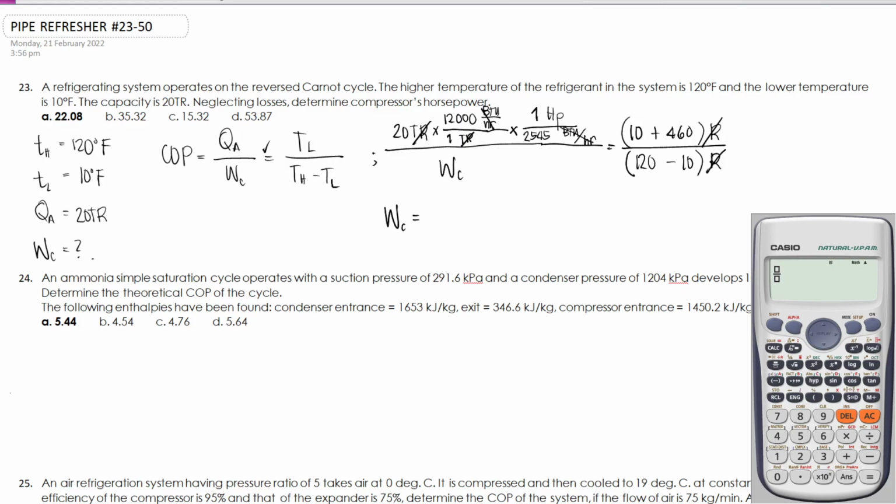So, yung QA sa taas, that is 20 times 12,000 divided by 2,545. Tapos, sa ilalim is yung nasa kabilang side ng equal sign. So, pagpapalitin ko lang ng position yung WC at saka yung nasa kabilang side. So, all over 10 plus 460 over 120 minus 10. Para diretso natin makukuha is work input agad ni compressor in horsepower. Ayan. So, that is 22.08 horsepower.